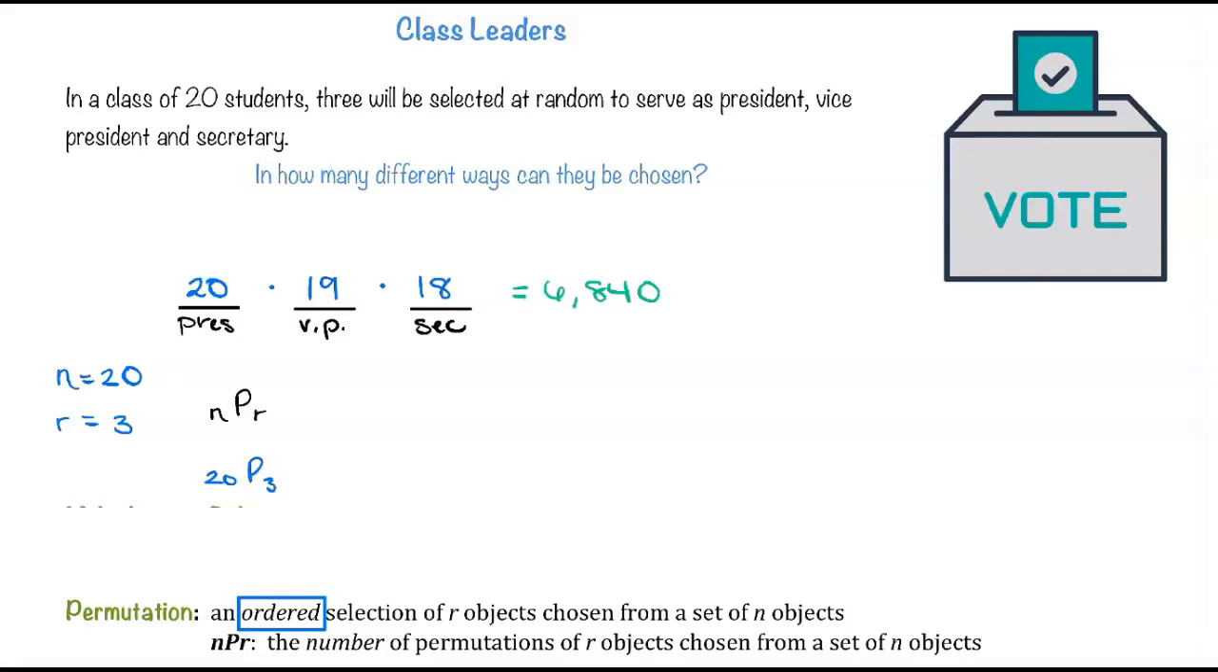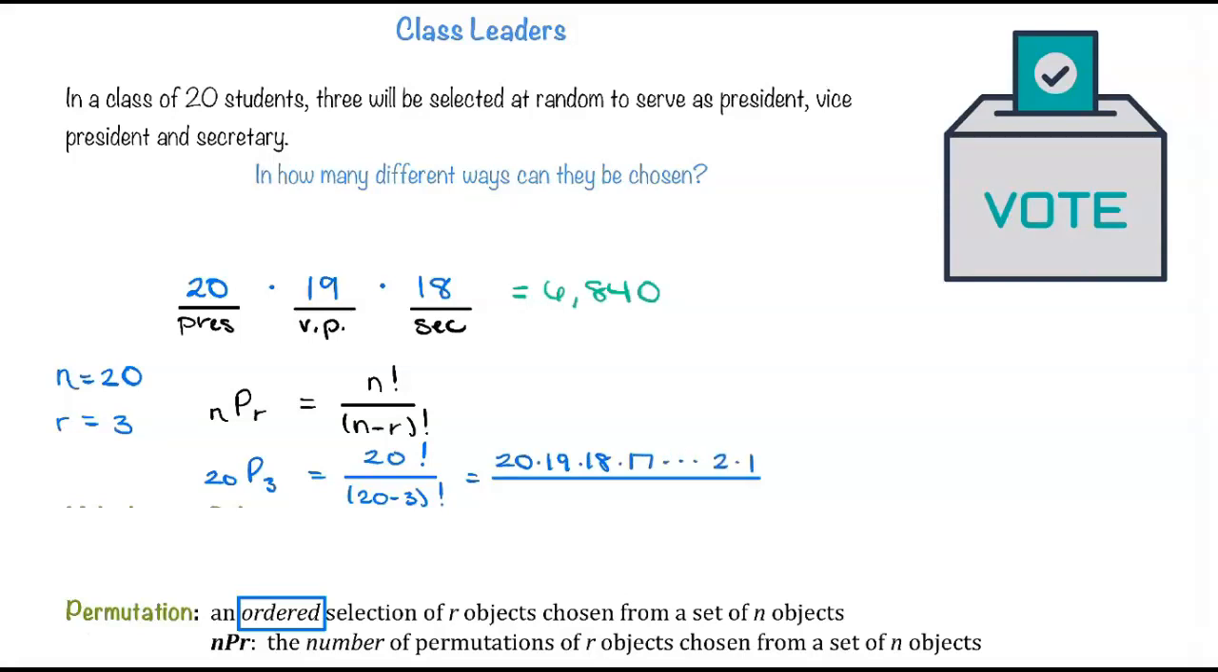But if we want to use permutation notation and its formula, nPr is equal to n factorial divided by n minus r factorial. Substituting 20 for n and 3 for r, we have 20 factorial divided by 20 minus 3 factorial. You can use your calculator for this, but I'll quickly show you how this is equivalent to what we've already done. 20 factorial is equal to 20 times 19 times 18 times 17 all the way down to 1, while 20 minus 3 factorial, or 17 factorial, is 17 times 16 times 15 all the way down to 1.